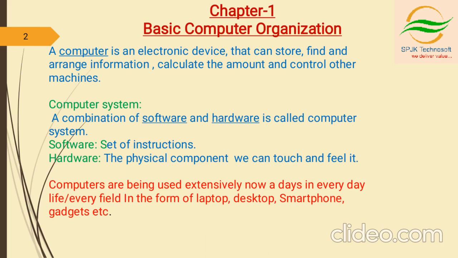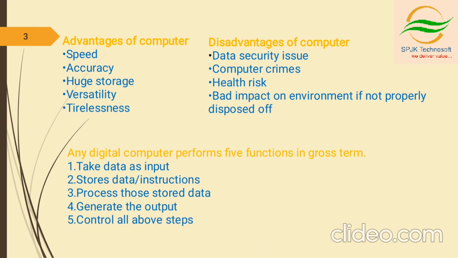Next, what is a computer system? A computer system is a combination of software and hardware. Software is a set of instructions. We cannot touch it. We cannot feel it. Hardware is the physical component. We can touch and feel it. Nowadays, computers play an important role in everyday life, in every field, in the form of laptops, smartphones, tabs, notebooks, etc.